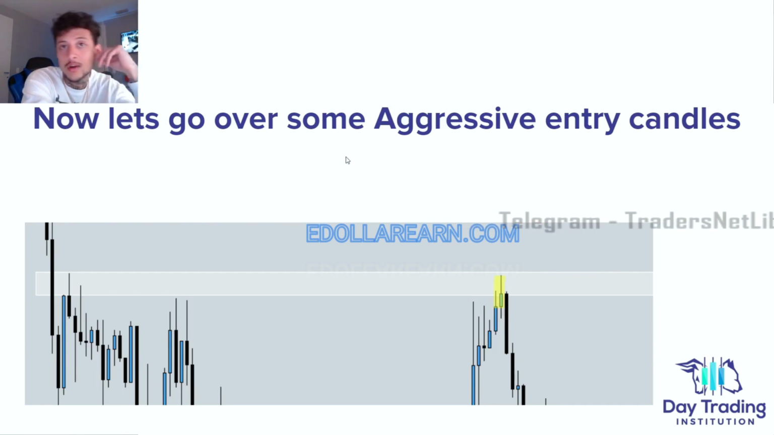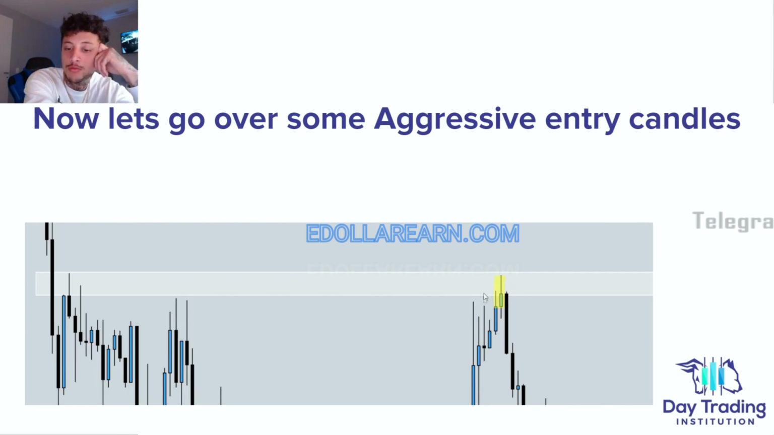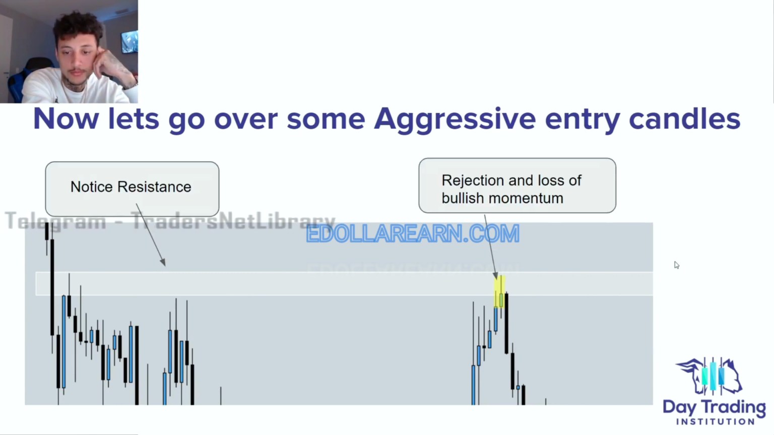So typically an aggressive entry candlestick would be a candlestick that's low momentum, right? In this situation, we'd be looking to sell. We'd be looking for a low momentum bullish candlestick, or a very weak bullish candlestick, to actually take the sell. So if you would have sold right here, it would have worked out perfectly. Zero drawdown, small stop loss, big target, right?